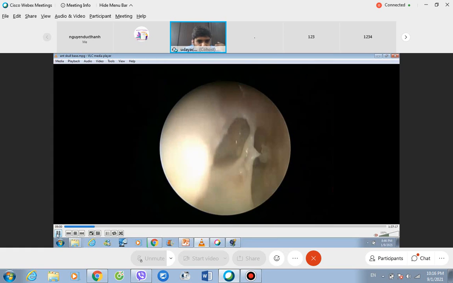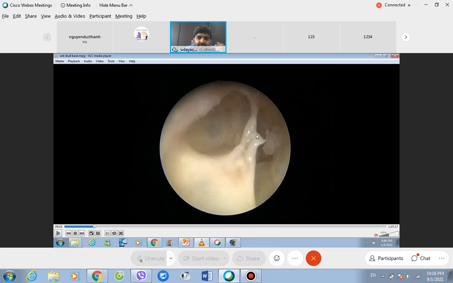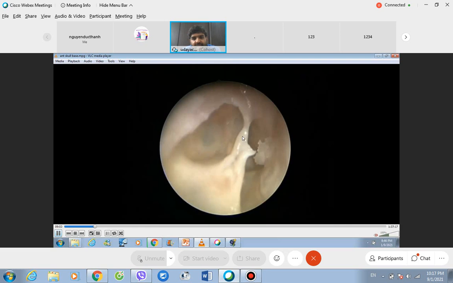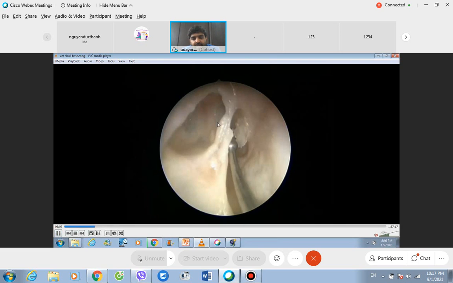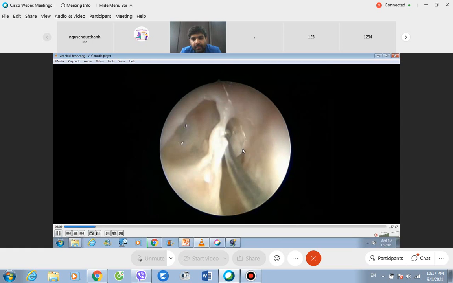This is a 70-degree view, and this is the attachment of the uncinate, and this is the agger nasi cell. Remember, the bigger the agger nasi, the more posterior the frontal recess will be. In this video also, this agger nasi has pushed the drainage of the frontal sinus posteriorly. This is the attachment of the uncinate. Uncinate attached to the skull base. That is the medial drainage.